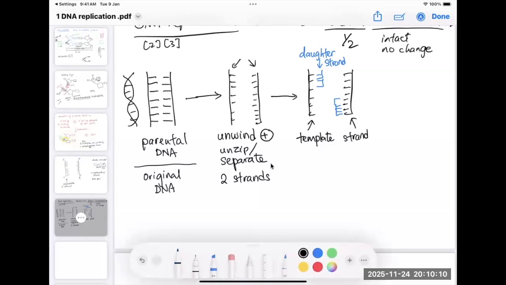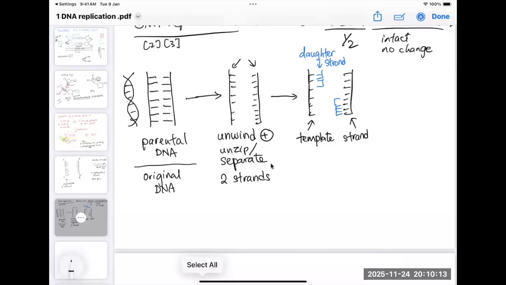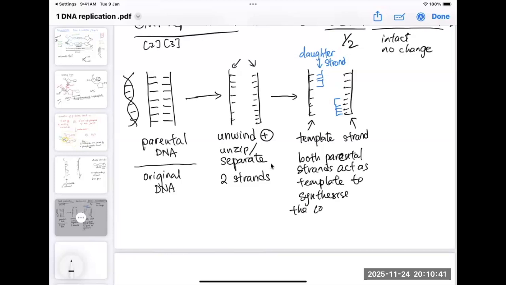Okay, so I would say both. You see the two strands after it's separated, right? The parental strand after it's separated, is it only one or both act as template? Both. Okay, so both parental strands act as template to synthesize the complementary daughter strands. Do you see that?